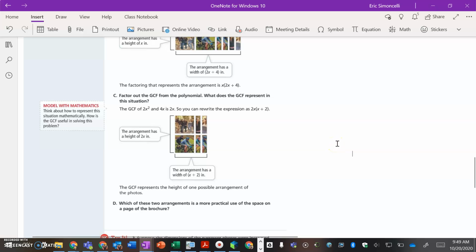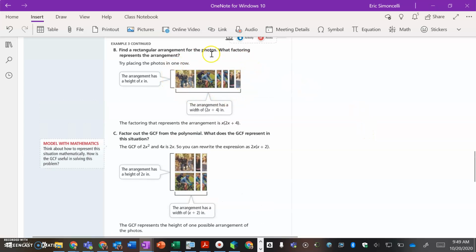Part D, which of these two arrangements is a more practical use of space on a page of the brochure? So for this, I would argue, and I would agree, as they say, the arrangement based on the GCF is more practical because the arrangement with the photos in one line will be too wide for a page. This right here, certainly I would argue is too wide on a page, then maybe this would essentially take shape as.